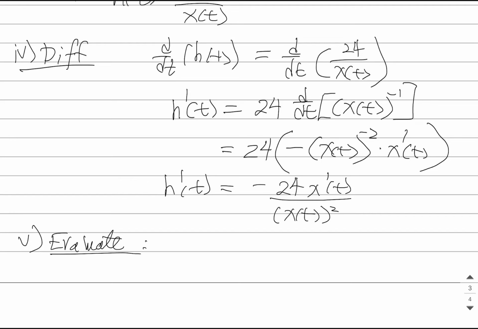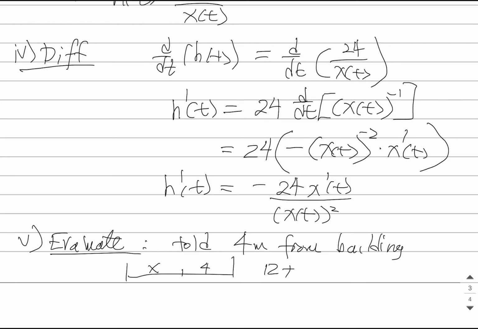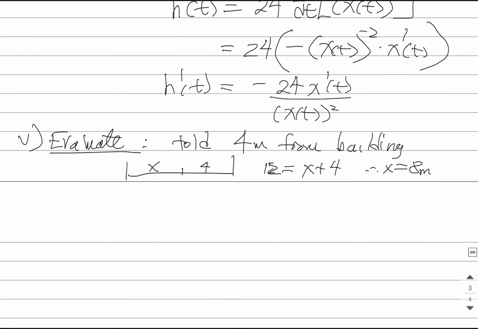So now we evaluate, we plug in our numbers. We are told that he is 4 meters from the building. Now that is not x. So remember, x represents this distance, and if he's at 4, we know that 12 is the distance from the light to the wall, and so that 12 has to be x plus 4, and that means x has to be 8 meters. So it's important that you write down your definition and make sure you stick with it. This is what can make these problems tricky.